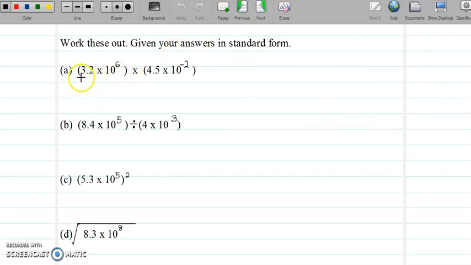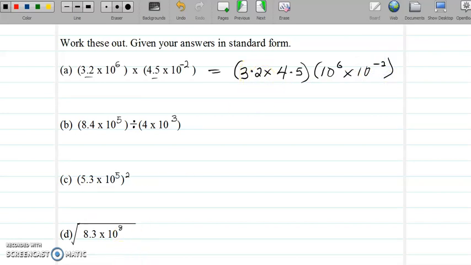Now look at this question. Here it says, work this out: 3.2 times 10 to the power 6, multiplied by 4.5 times 10 to the power minus 2. They are in standard form, so what I have to do here is to bring the numbers together. Since I'm multiplying, I have 3.2 multiplied by 4.5, then I'll bring out the 10s: 10 power 6 multiplied by 10 power minus 2.